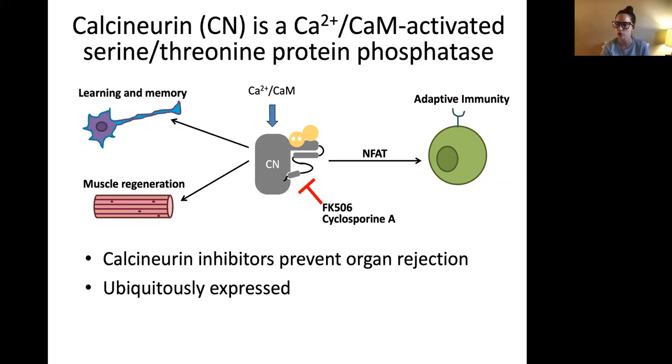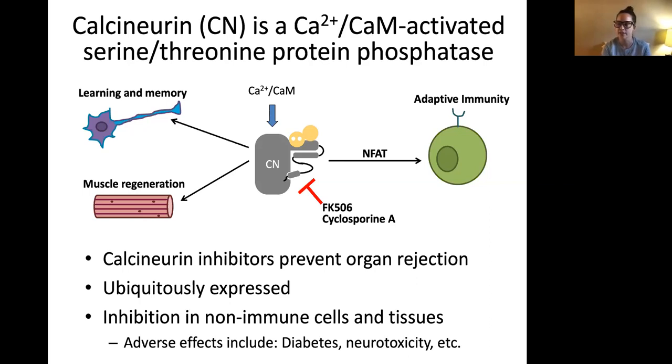And actually, the widely prescribed immunosuppressant drugs, FK506 and cyclosporin A, target calcineurin specifically to prevent the rejection of solid organ transplants. However, we also know that calcineurin is ubiquitously expressed and plays really important roles in other tissues like the brain and muscle. And so therefore, it's not so surprising that when you have inhibition of calcineurin in all tissues during immunosuppressant treatment, which is typically lifelong, you additionally get many adverse side effects of immunosuppressant therapies, a few of which I have listed here.